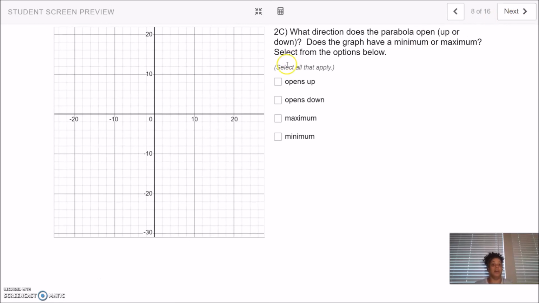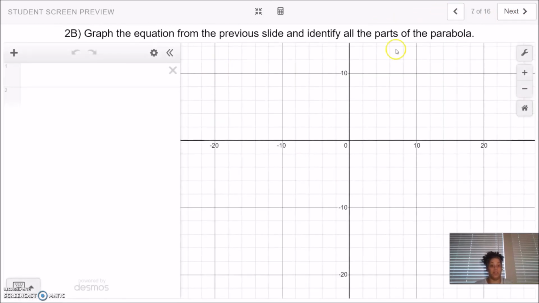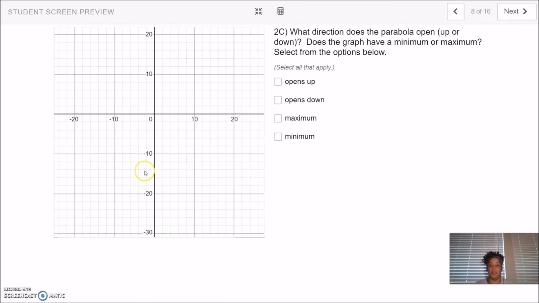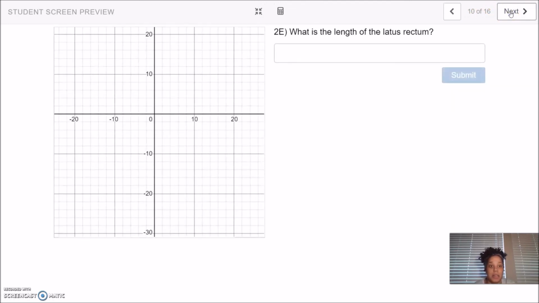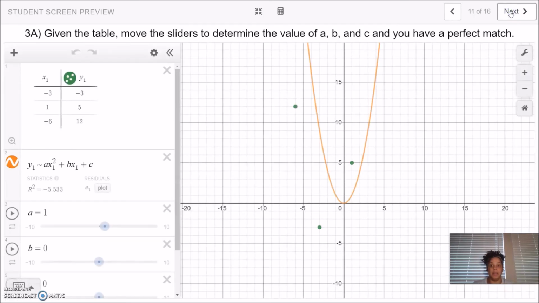It'll ask you, so again, this graph, once you label it and everything, will feed into this graph. So then the next question asks if the parabola opens up or down, does it have a minimum, and you're going to select all that applies. Again, it can't open up and down. It's open up or down, and its maximum or minimum. It can't be both, okay? But you're going to select one of these and one of these. And then it has some questions about what their value is. What is the length of the latus rectum? The last question is the last thing I told you.